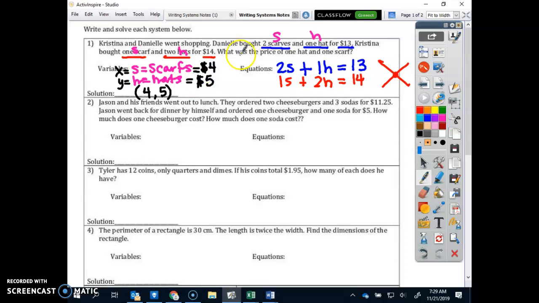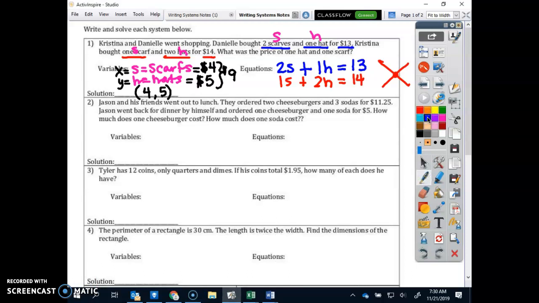And it says, what was the price of 1 hat and 1 scarf? So if I buy just 1 scarf and 1 hat, how much would it be? $9. Okay? If I go and buy 1 scarf and 1 hat, that's going to be $9 because it's 4 plus 5. Okay, so let's do problem number 2.